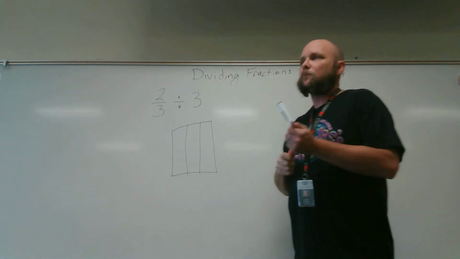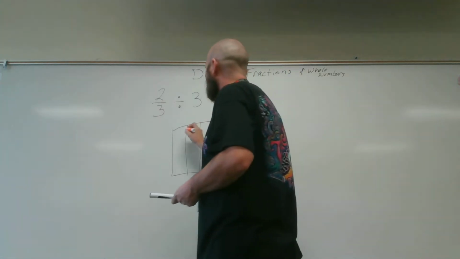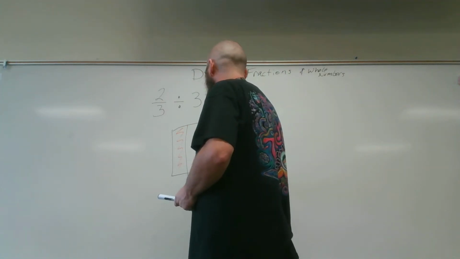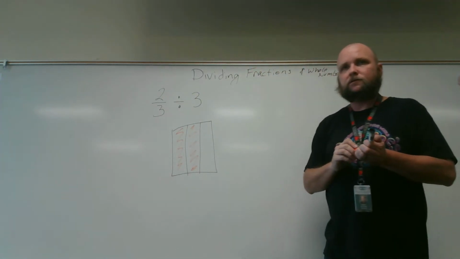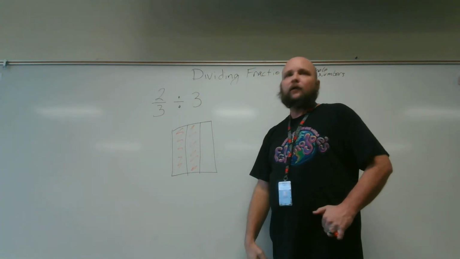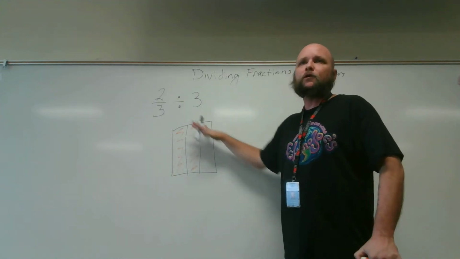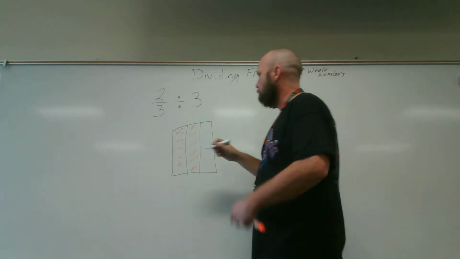Start off by making our picture of 2/3. Then we shade in 2 of the 3, because we're talking about 2/3. And what are we dividing this 2/3 into? 3 groups.